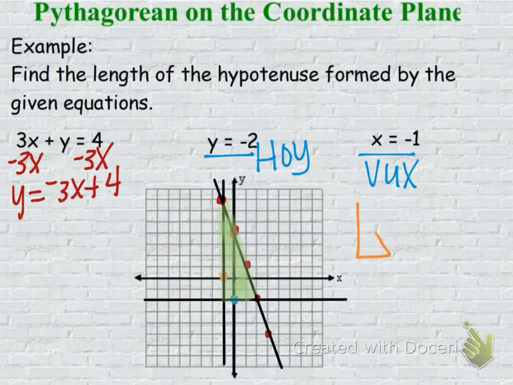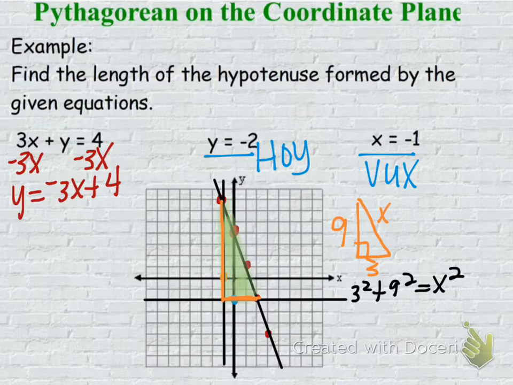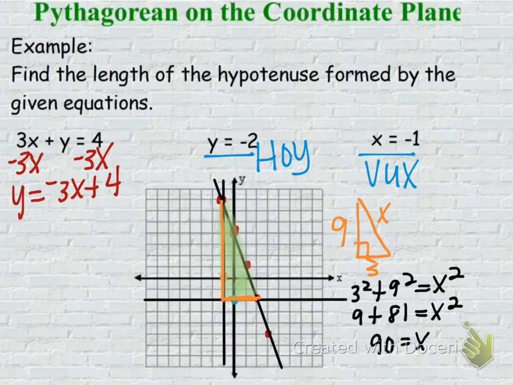So I'm just going to draw over here to the right kind of what we have. If you count going along the bottom, that's going to be a distance of 3. If you count going along this left side, it's a distance of 9. And we are trying to find the hypotenuse. Okay, so I'm going to do 3 squared plus 9 squared equals x squared. So that's 9 plus 81 equals x squared. That's 90 equals x squared.